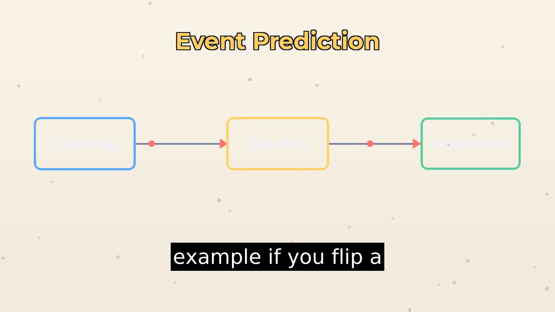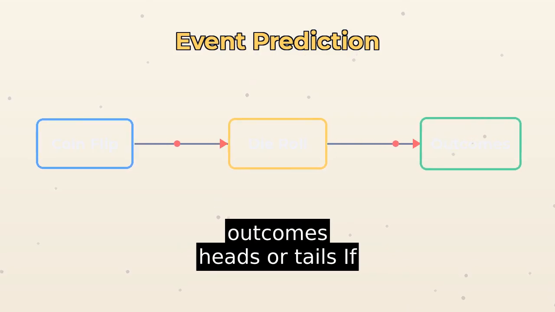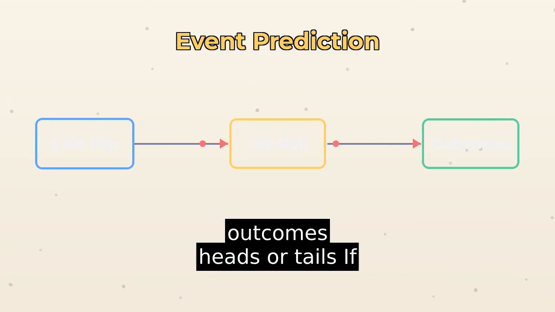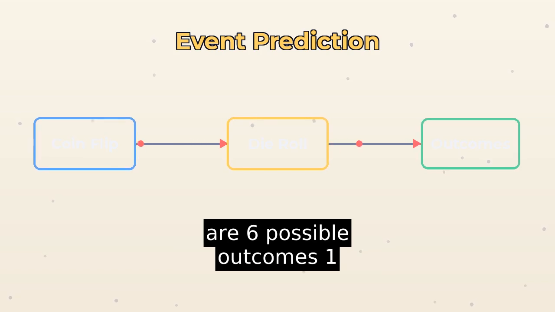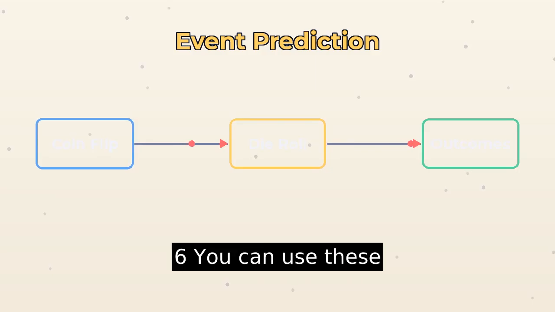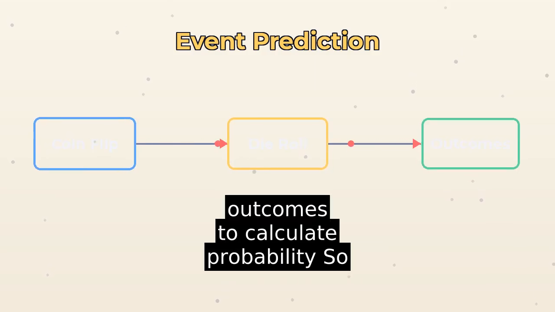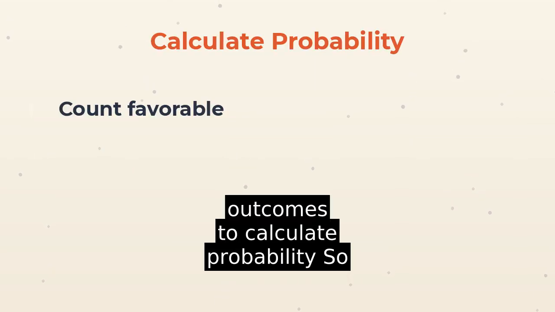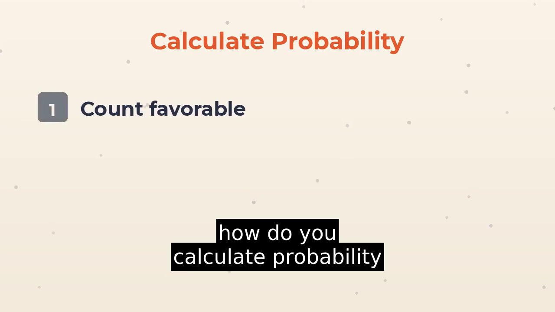For example, if you flip a coin, there are 2 possible outcomes, heads or tails. If you roll a die, there are 6 possible outcomes: 1, 2, 3, 4, 5, or 6. You can use these outcomes to calculate probability. So, how do you calculate probability?